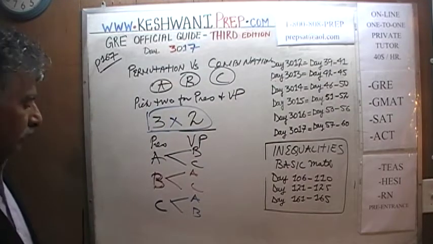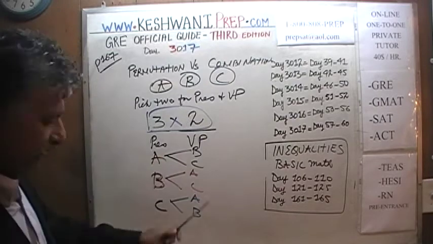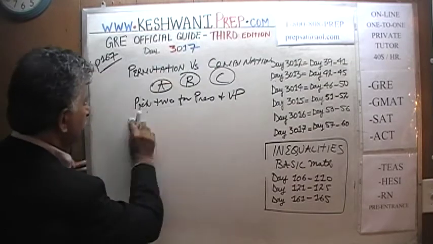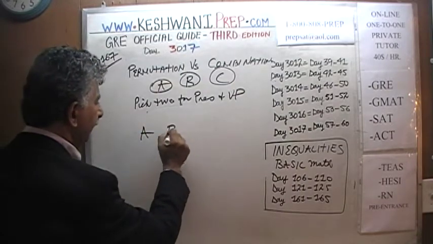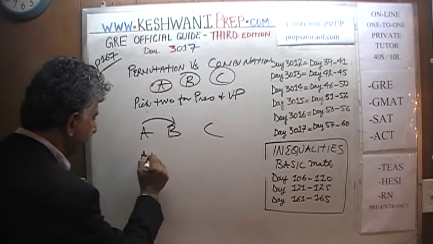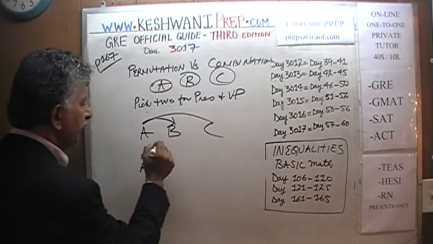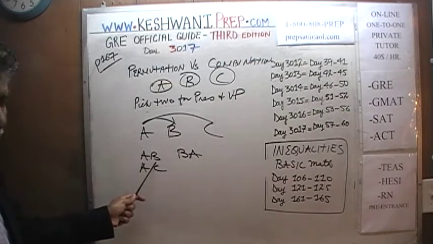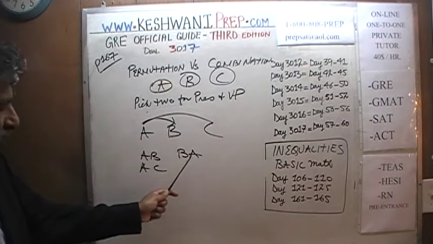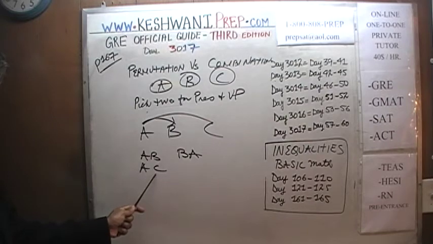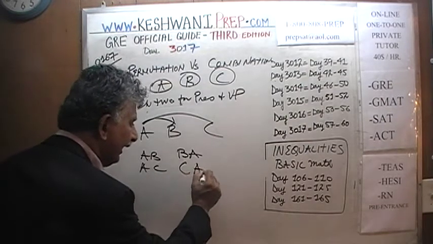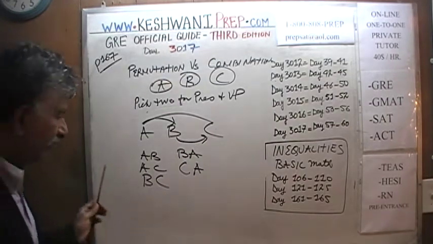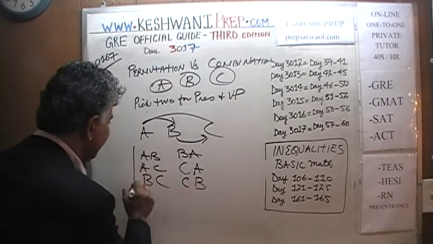Another way to look at this very quickly would have been something like this. We have three people, A, B, C. We can have either AB, we can have AC, we can have BA. Either A is the president and B is the vice president, or B is the president and A is the vice president. Here we have A as the president, C as the vice president, or C as the president, A as the vice president, or we can have B as a president, C as a vice president, or C as a president and B as a vice president. There are six possibilities.